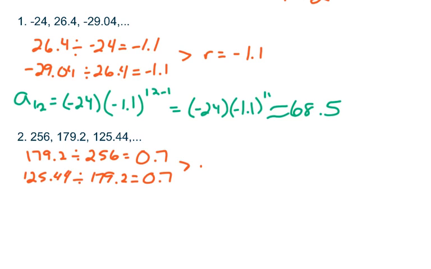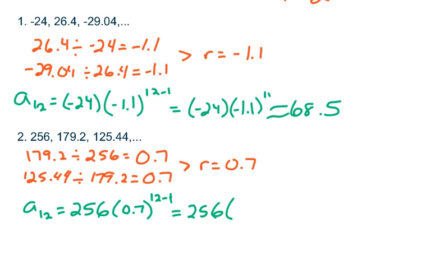So then it's safe to assume that the common ratio here is 0.7, and then we need to find the 12th term. Again, I'll do this in green. So a sub 12 is equal to our first term, 256, times our common ratio, 0.7, raised to the 12 minus 1 power. Again, if you want to type this in your calculator quickly, 256, parentheses, 0.7, close parenthesis, raise that to the 11th power. And what you're going to find, again, this is a rounded answer, so it's approximately 5.06. So I'll kind of leave it up to you if you want to do 1 decimal place or 2 decimal places.